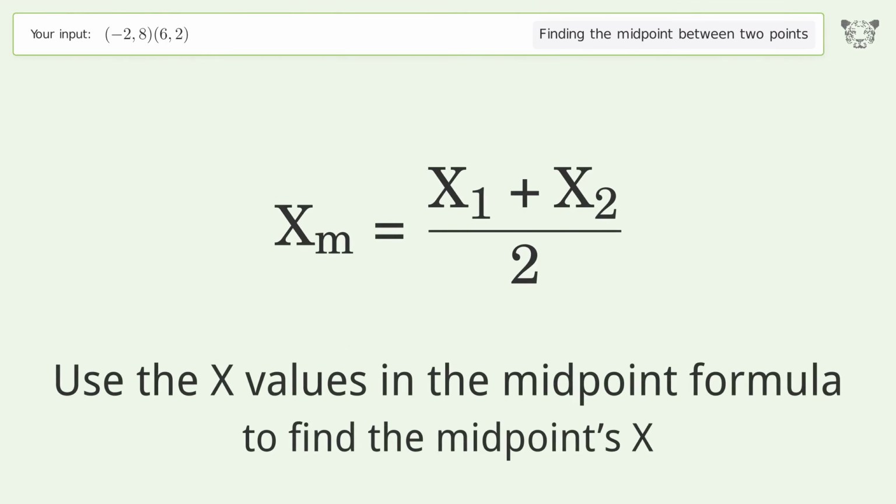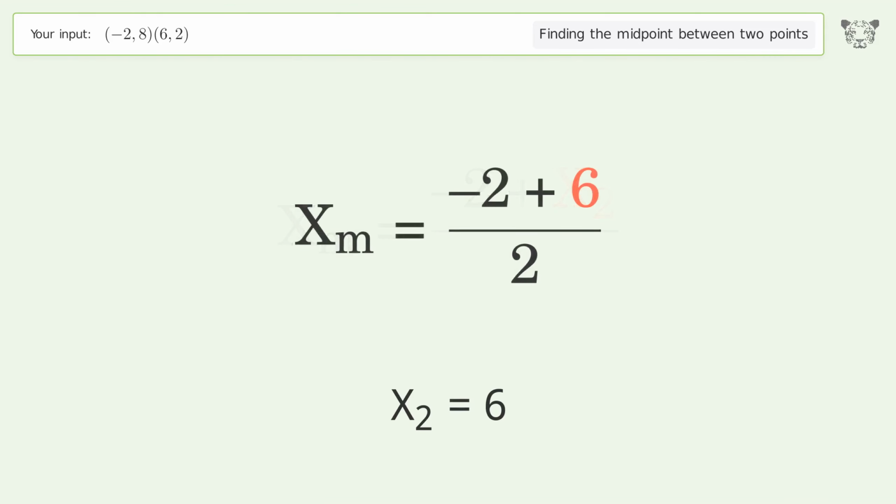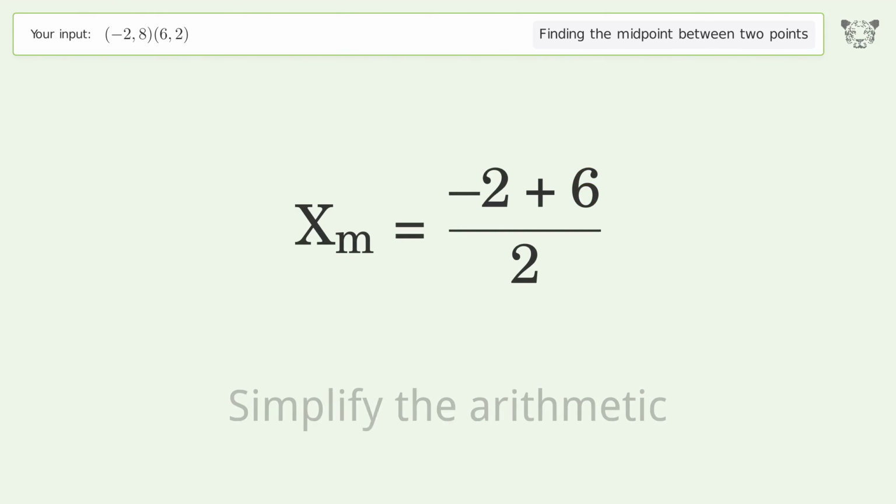Use the x values in the midpoint formula to find the midpoints x. x1 equals -2. x2 equals 6. Simplify the arithmetic.